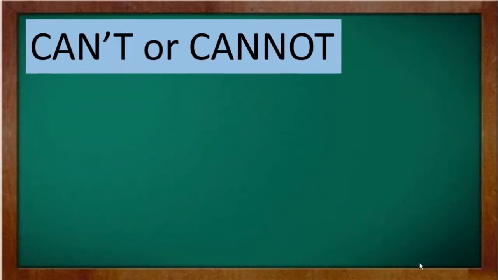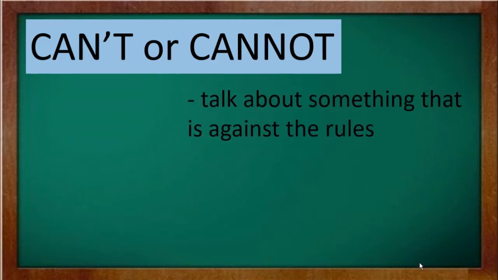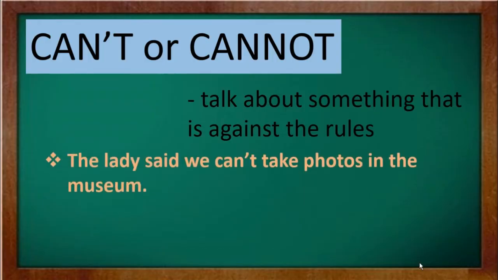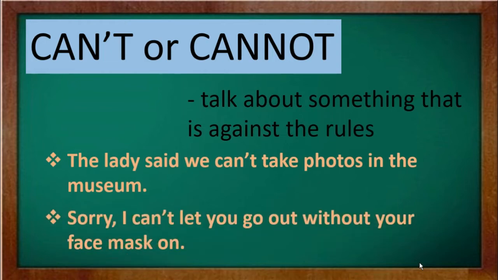We use can't or cannot to talk about something that is against the rules, particularly when we didn't make the rules. For example, the lady said we can't take photos in the museum. Sorry, I can't let you go out without your face mask on.